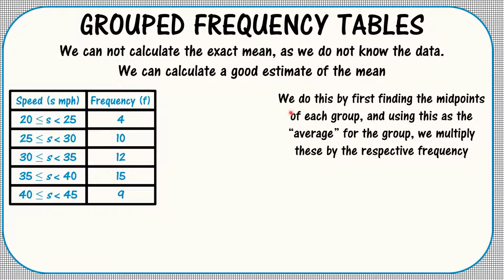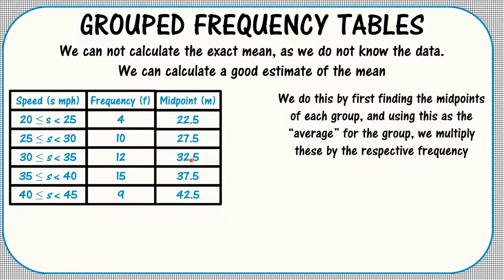The way we calculate the mean is we do this by first finding the midpoints of each group and using this as the average for the group. And then we multiply these by the respective frequency. So you find the midpoint of this group. As you can see, between 20 and 25, the midpoint will be 22.5.